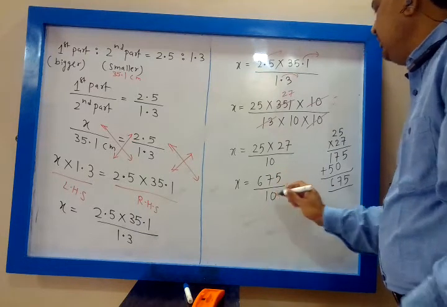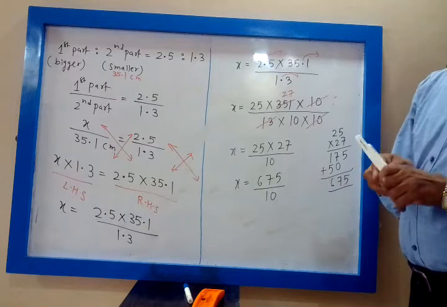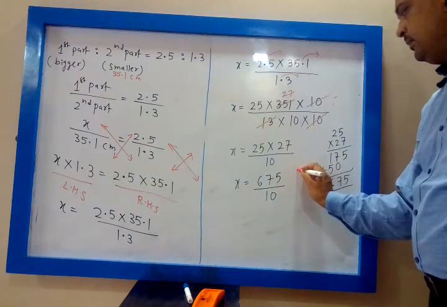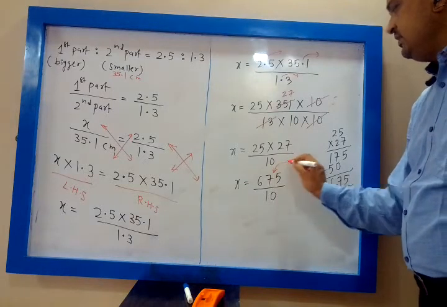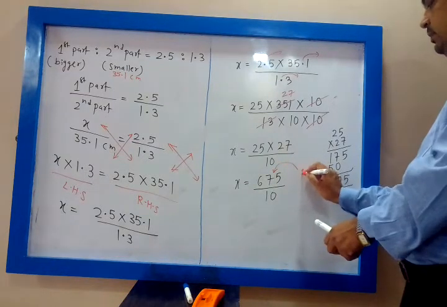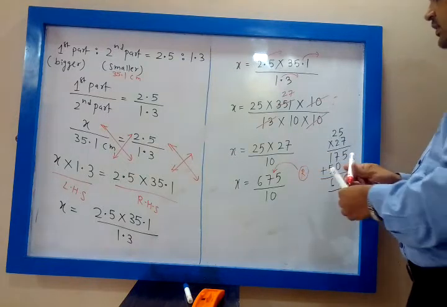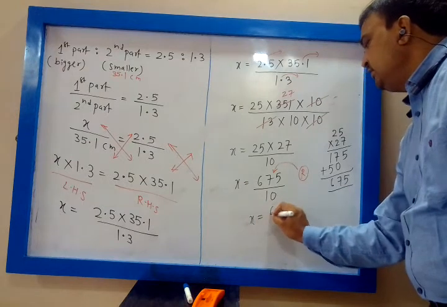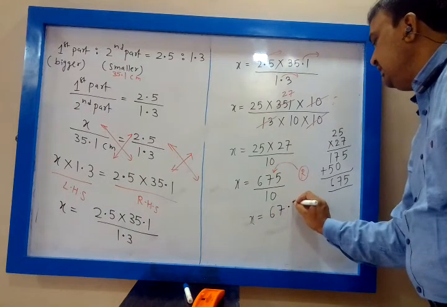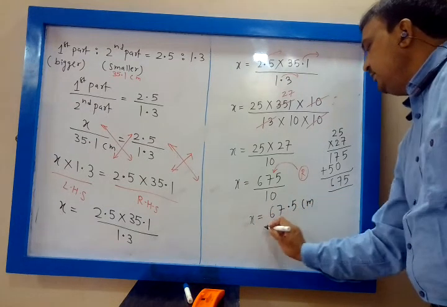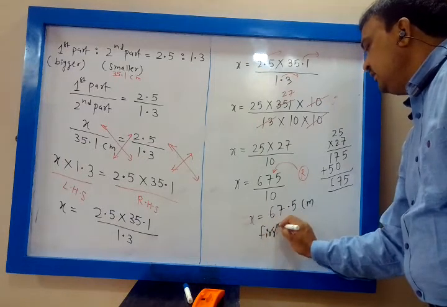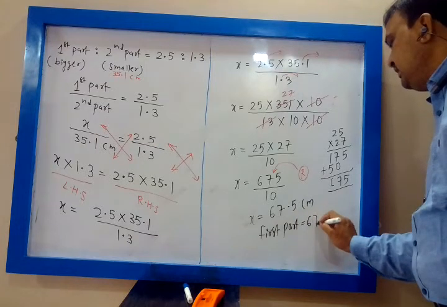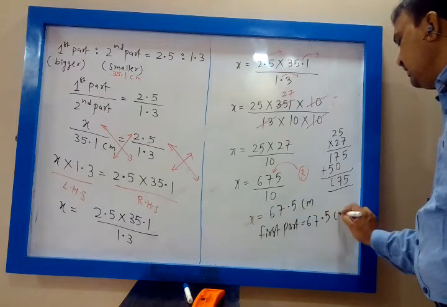Now in the denominator there it is 10. So from the right side you have to place the decimal after one digit. So x will be 67.5. X will be 67.5 centimeter. So first part is 67.5 centimeter.